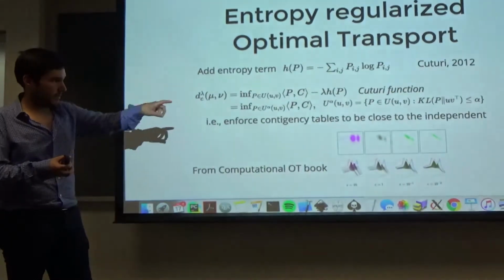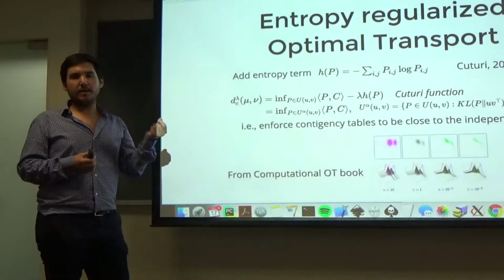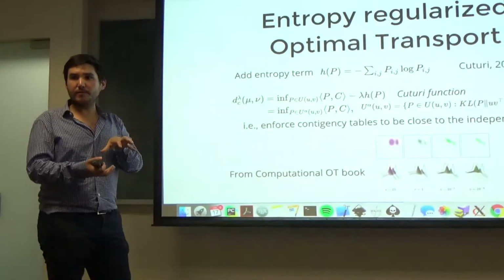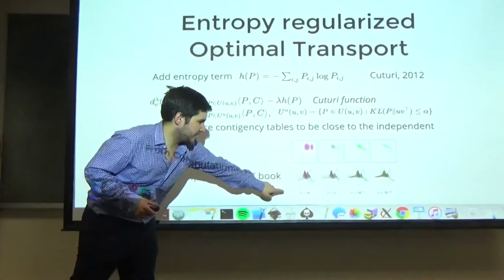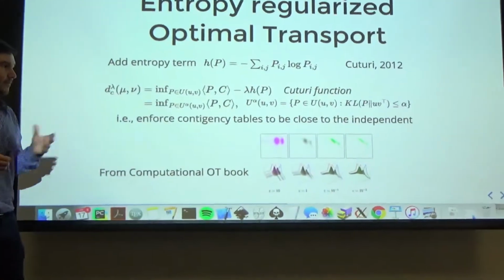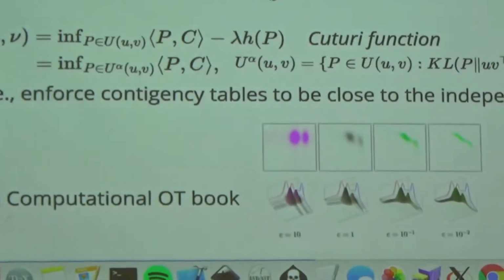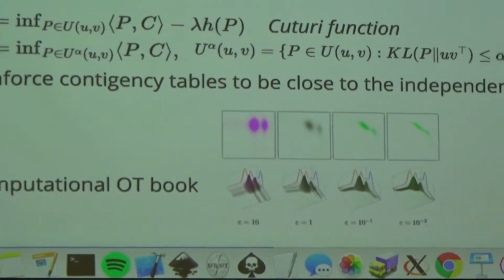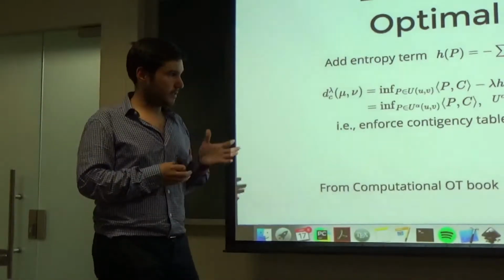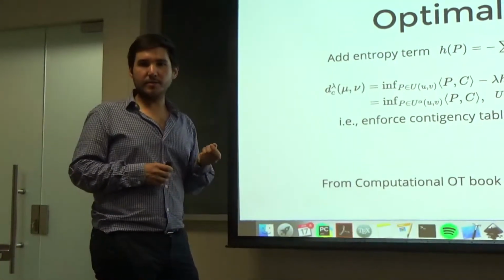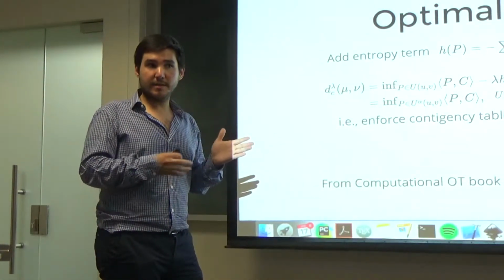By adding this penalization, we are making the transportation plan be more in the interior of the polytope. And you have a visualization here for different values of the parameter, here they use epsilon, but it's the same as lambda or the inverse. The point is that if you have a lot of regularization, or you add a lot of entropy, then the transportation plan is going to put mass into all the entries, but in the limit case it should only put mass in a single point.